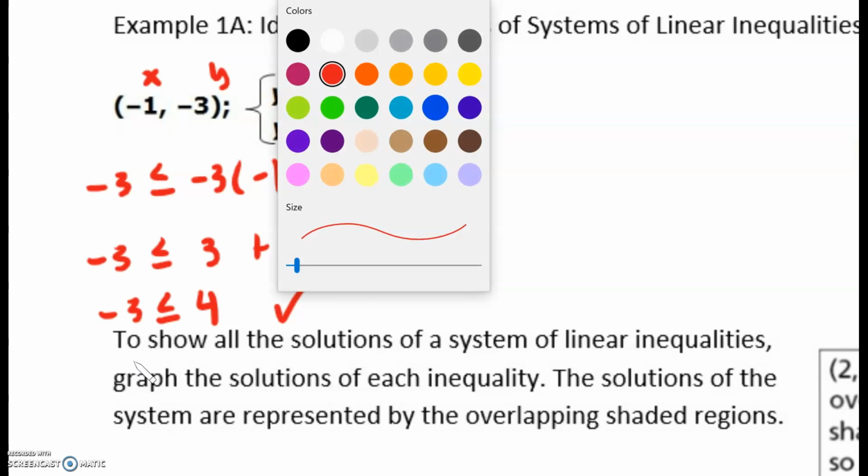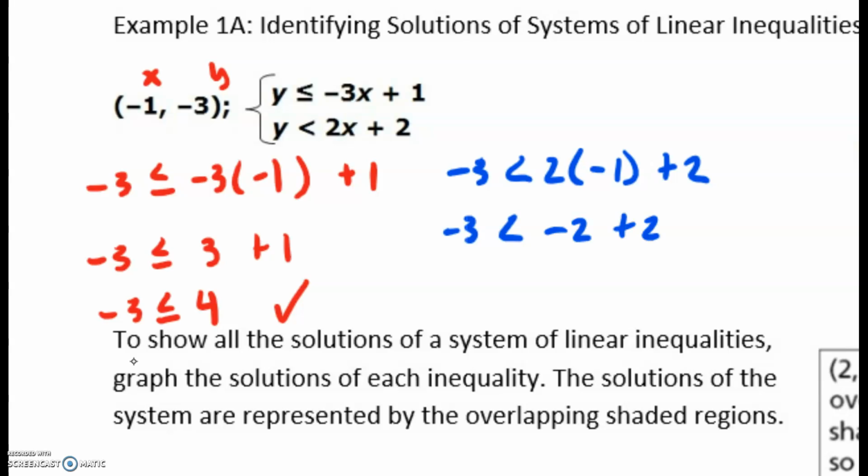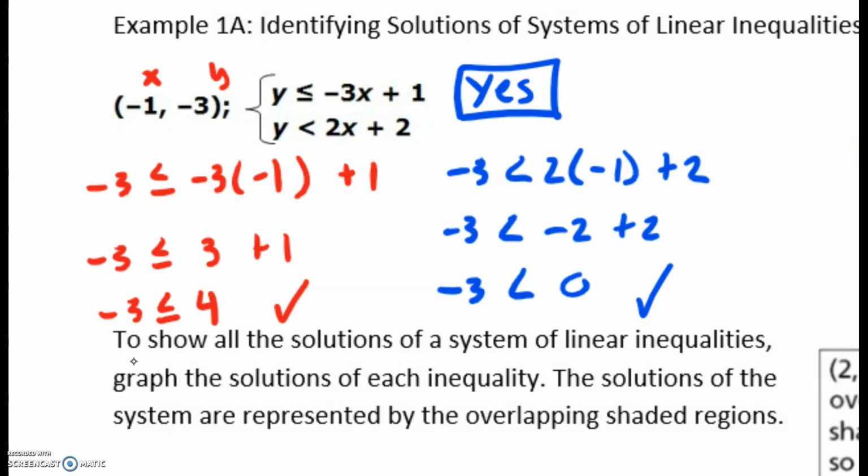Okay, let's try plugging it into the bottom one. Negative 3 less than 2 times negative 1 plus 2. Negative 3 less than 2 times negative 1 is negative 2. And negative 2 plus 2 is 0. Is negative 3 less than 0? Yes. So this would be a part of the solution set. Okay?